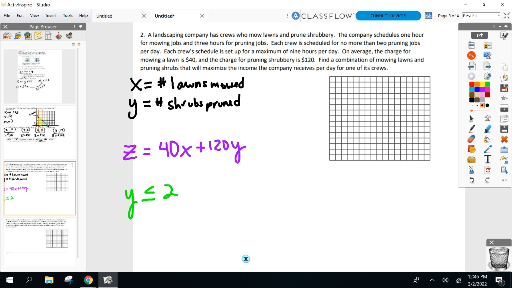All right, next one. This might get a little tricky on this last one. Each crew can only work a max of 9 hours a day. How long does it take to mow the lawn? An hour. And how long does it take to prune the shrubs? 3 hours. That's why they gave it to you. I can't work more than 9 hours. So would it be 1x, 1 hour for a lawn, plus 3y, 3 hours for the shrub, less than or equal to 9. There we go. That's why they gave you the 1 hour and 3 hours at the beginning.